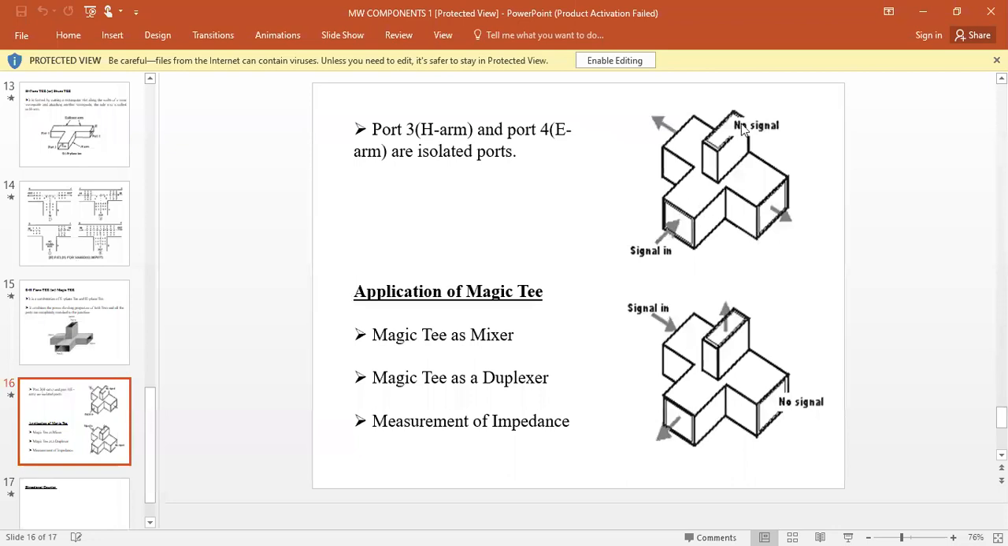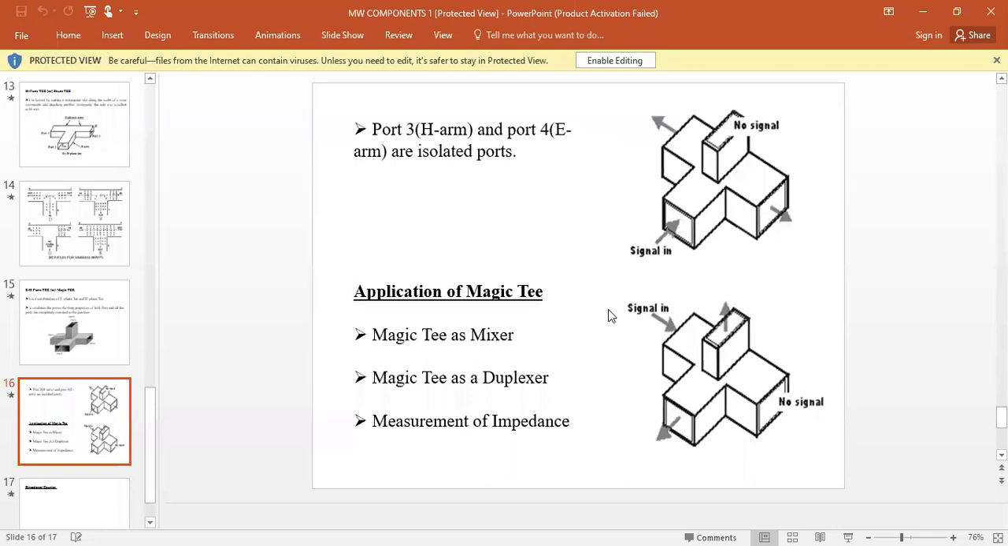If the signal enters from the no-signal side, the top arm, then the signal will not be obtained across the signal input. The signal enters only into two ports and the output comes from them. The other port will be blocked. So that is the magic tee.